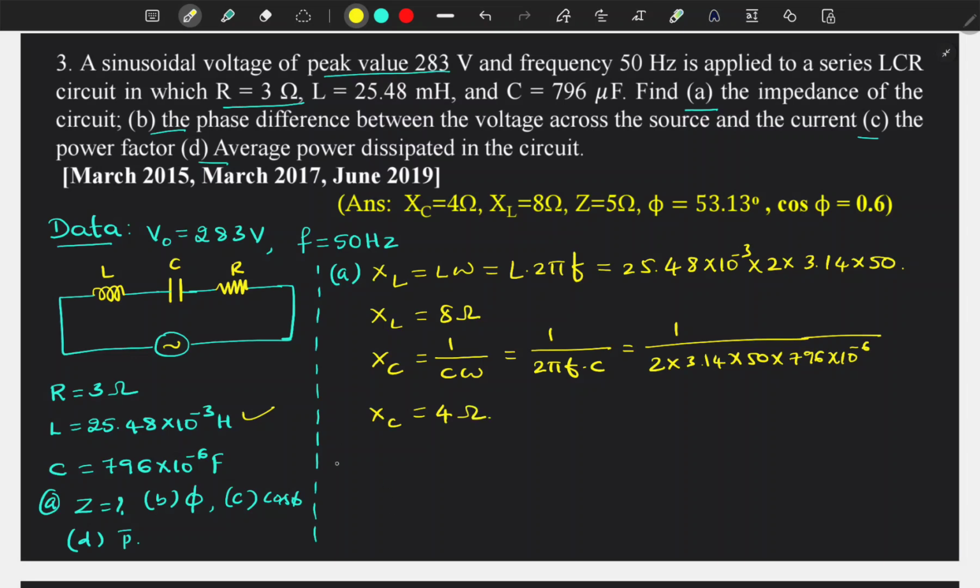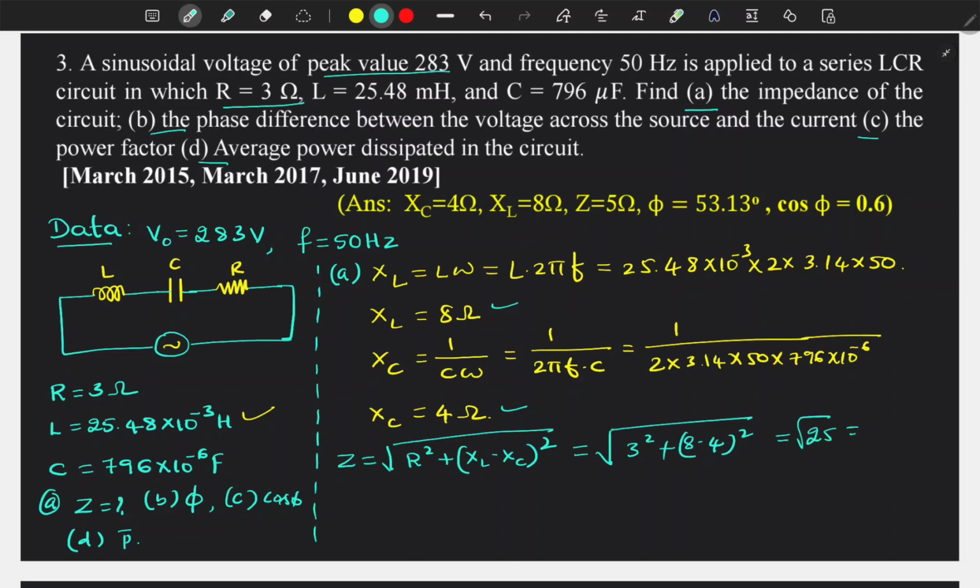So from this you need to find out the Z value. So Z value will become square root of R square plus XL minus XC whole square. So that is equal to square root of R value 3 square plus XL minus XC, which is 8 minus 4, which is 4. 4 4s are 16, so 16 plus 9 is 25. Square root of 25 is 5, which is in ohms.